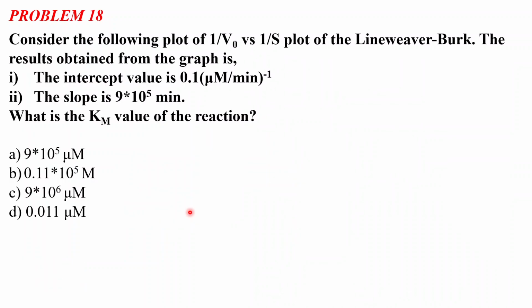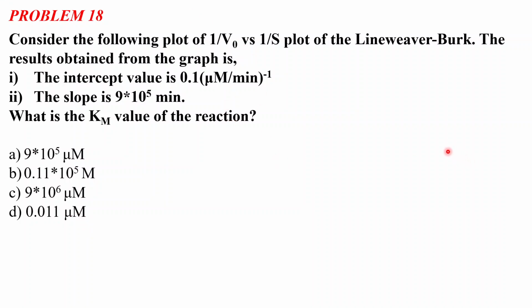Now, the next problem. Problem number 18 says, consider the following plot of 1 by V0 versus 1 by S, which is for the Lineweaver-Burk plot. I forgot to give you the picture, but it is the normal Lineweaver-Burk plot. The results obtained from the Lineweaver-Burk plot are: the intercept value is 0.1 micromolar minute inverse and the slope is 9 into 10 to the power 5 minute. What is the Km of the reaction? Your options are: A, 9 into 10 to the power 5 micromolar; B, 0.11 into 10 to the power 5 molar; C, 9 into 10 to the power 6 micromolar; D, 0.011 micromolar.